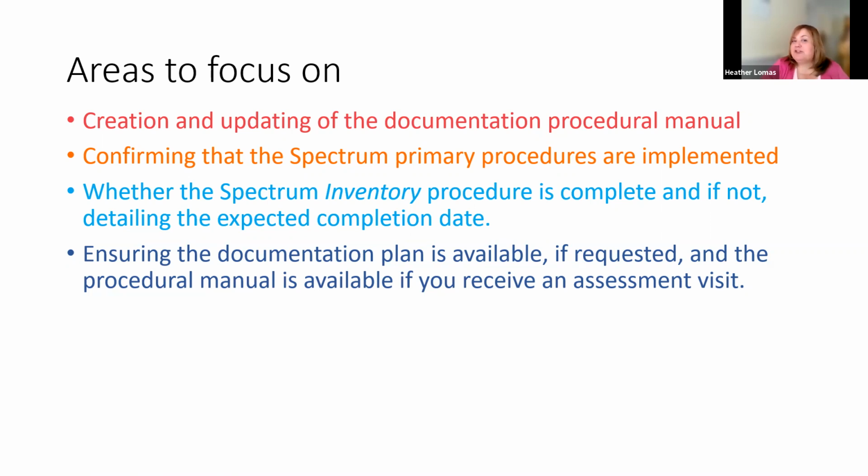You need to say whether the Spectrum inventory procedure is complete. And if it isn't, you need to detail the expected completion date. So Arts Council is asking those questions. It wants to know what your date for completion of the inventory is likely to be. And once you've got your inventory, you can then move on to make sure that you're complying with all the other primary procedures for all of the objects listed on the inventory. You need to ensure that the documentation plan is available if requested. So everybody needs to have a documentation plan, and you need to supply it if it's requested. And the procedural manual has to be available if you receive an assessment visit. So an accreditation assessor will ask to see it if they come on a visit.